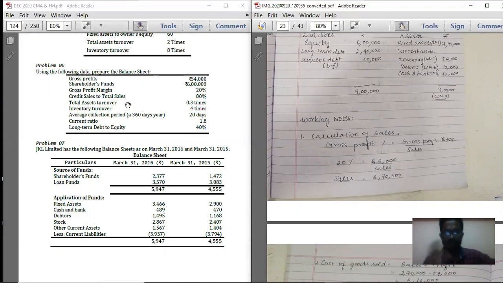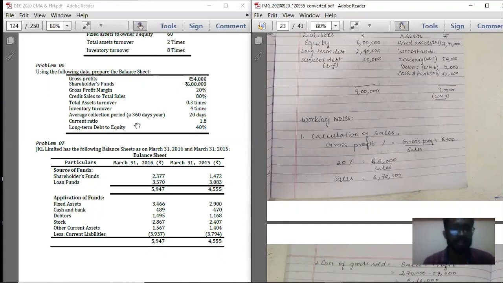I'm simply giving a brief overview, and in the problems we will see it one by one. Next is inventory turnover ratio. The formula for inventory turnover ratio is simple: cost of goods sold divided by average inventory. Here cost of goods sold is 2,16,000. So 2,16,000 divided by 4 is the inventory turnover ratio. So total inventory, that is closing inventory, is 54,000.